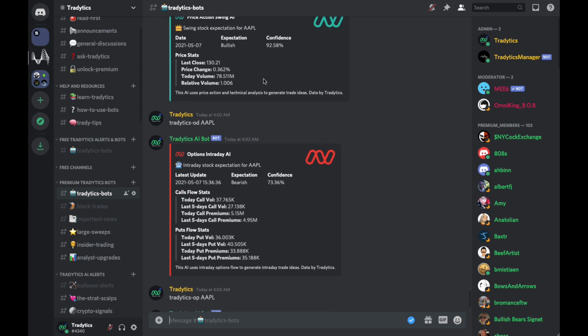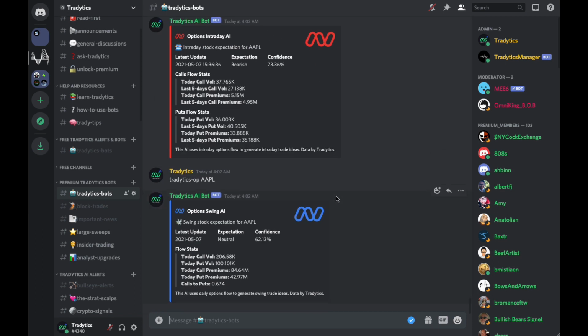So based on just these 3, we can see that overall in a more swing setting, Apple might be bullish, but in the very short term, or let's say just 1 or 2 days, Apple might actually be bearish. So that's what we are getting out of these queries.